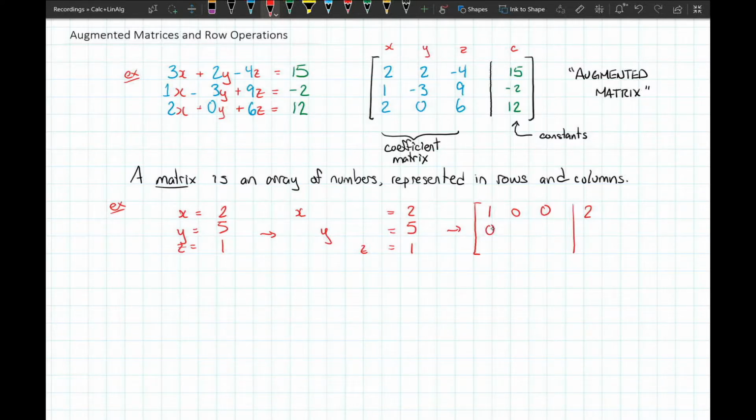We have no x's, we have 1 y and no z's, added together equals 5. We have no x's, no y's, and a single z added together to equal 1. And so even the solution can be written as an augmented matrix. And this is what we would like our final augmented matrix to look like if we can just do some operations on it. And this is an example of a reduced row echelon form.